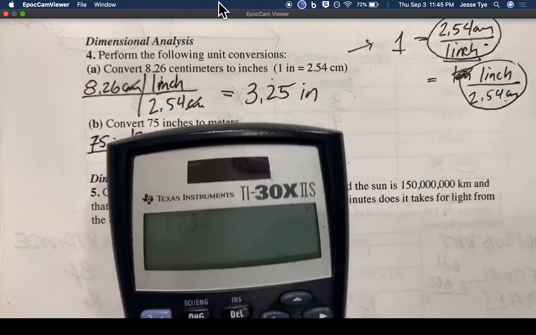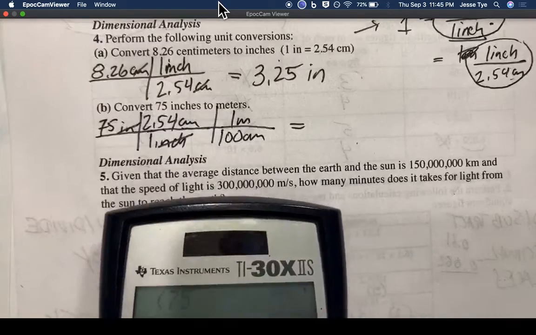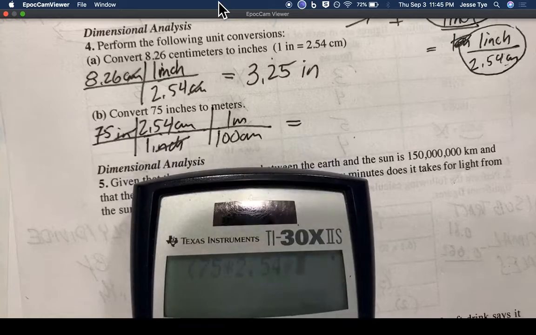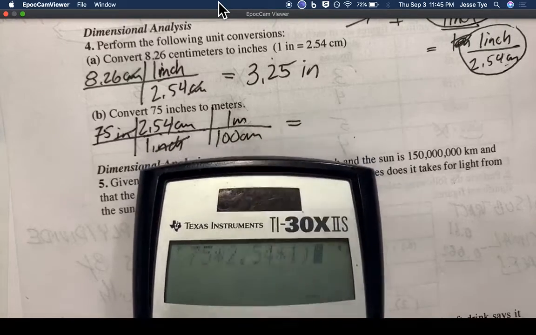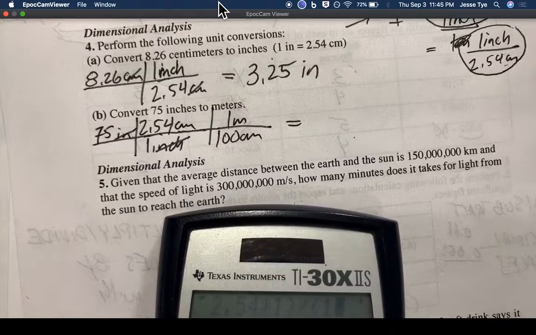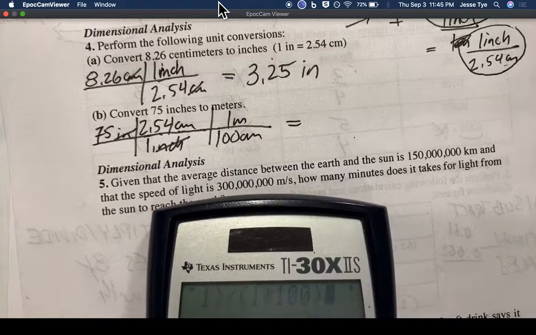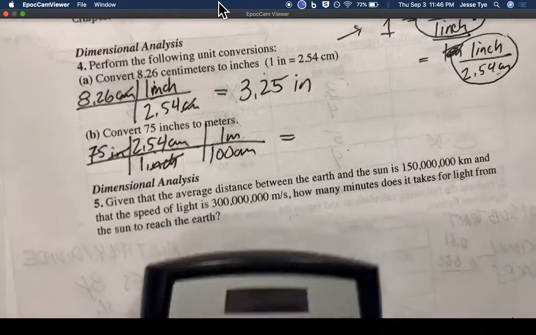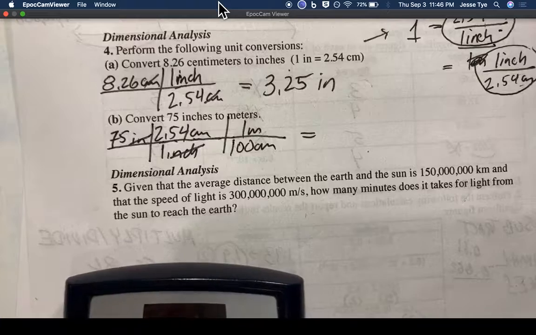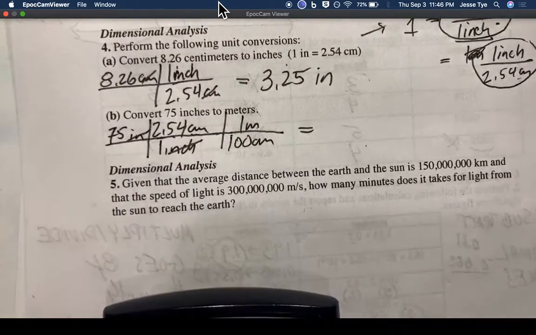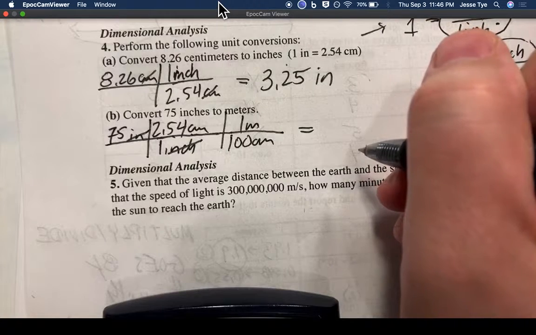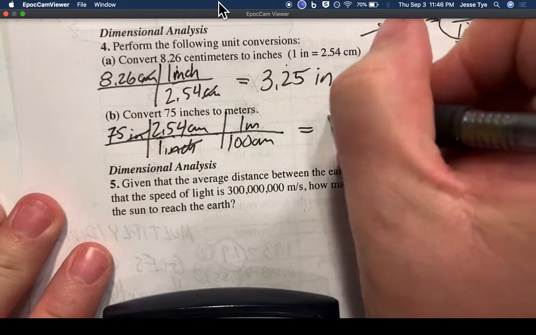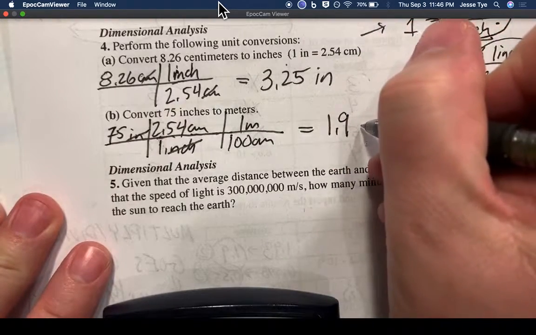All right, and I'm going to start showing you how to put this stuff into the calculator. Parentheses 75 times 2.54. Oh, I'll put in the 1, divided by parentheses 1 times 100, close parentheses. Okay, I put everything on the top and then divided by everything on the bottom. The calculator spits out 1.905, but I know that I can only claim 2 sig figs because my starting number here only had 2. So 1.9 meters.